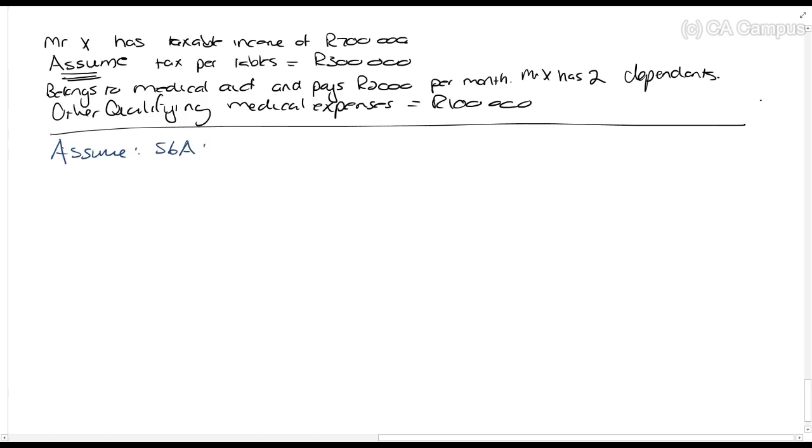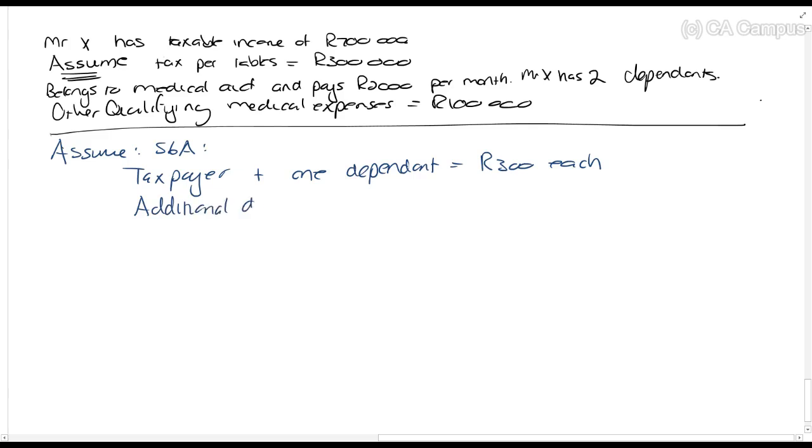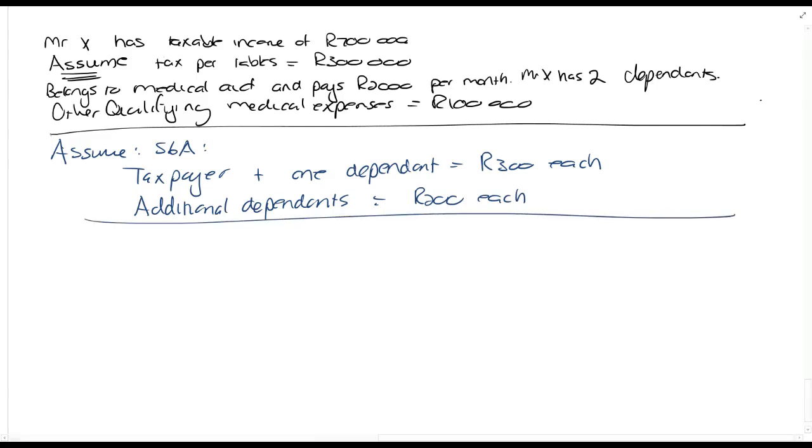Section 6A, taxpayer plus 1 dependent equals 300 rands each. Additional dependents equals 200 rands each. Okay, so again guys, all of these are assumptions and not the correct amounts. Don't contact me and say, this is not what my Act says, definitely not what your Act says. Right, so I'm just going to write it down.